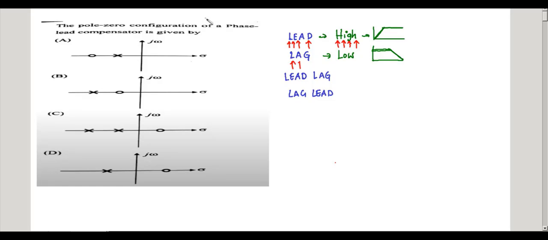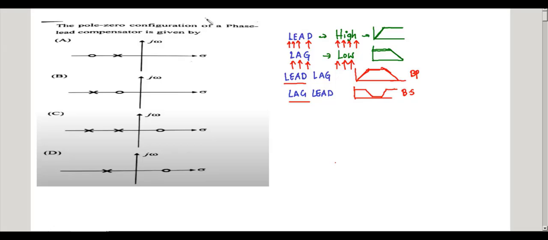This is three letters, low pass filter. Okay, lead lag compensator: first a high pass filter, then a low pass filter. What happens to lead lag? Band pass filter. First lead, high pass, then low pass, mix them. Then lag lead is something like this, low pass and high pass, this is a band stop filter. Okay, so these are the filters.